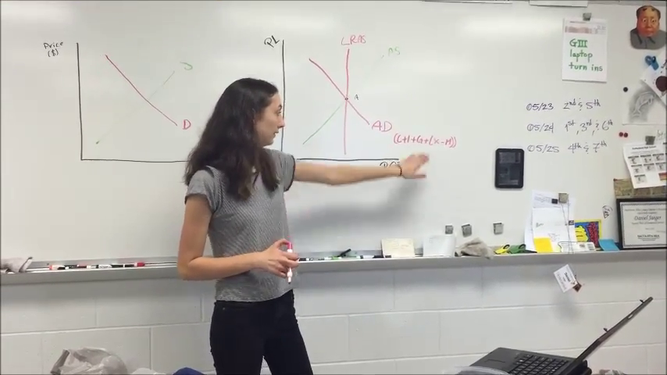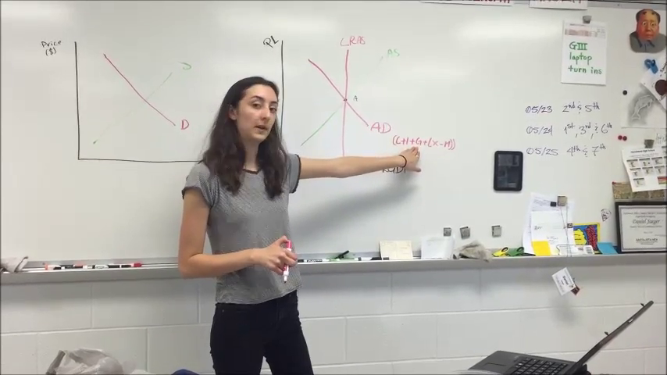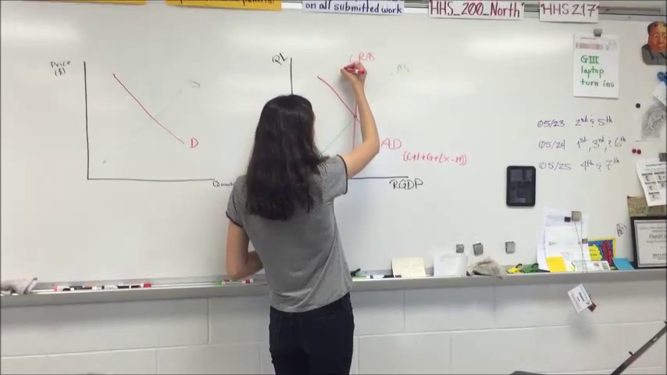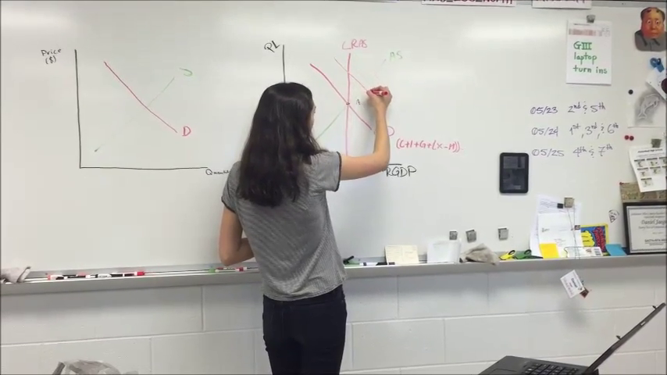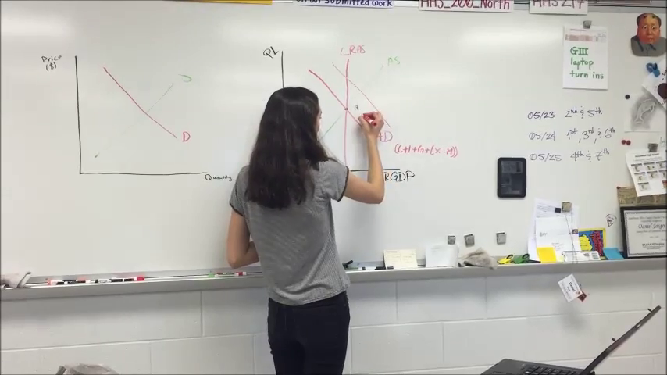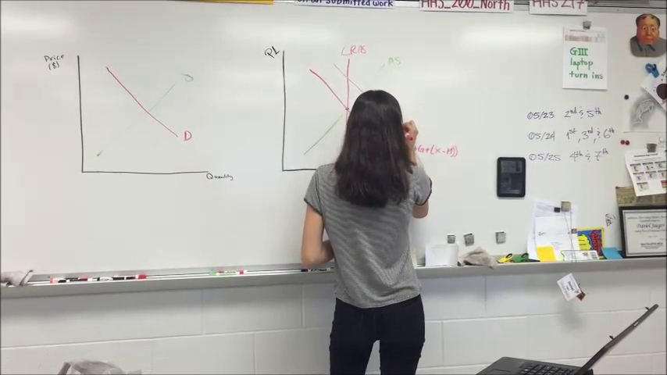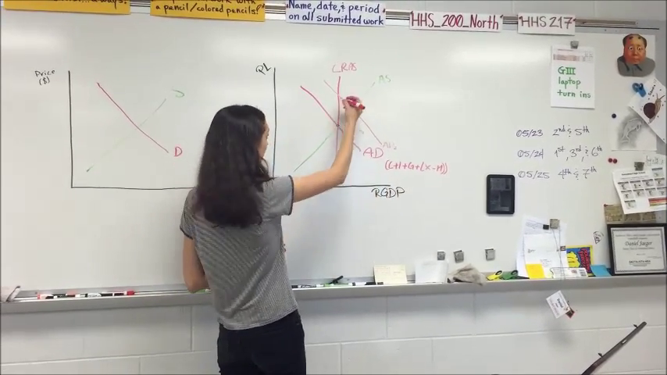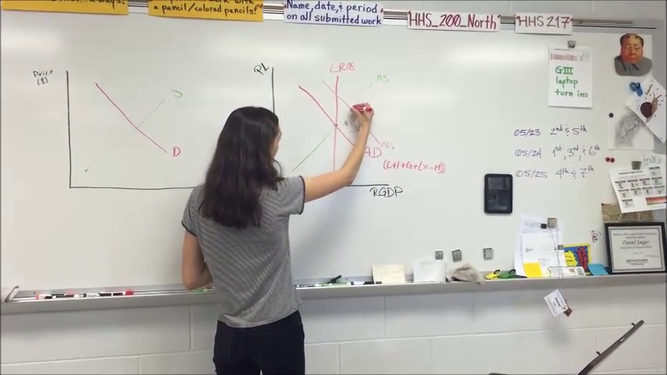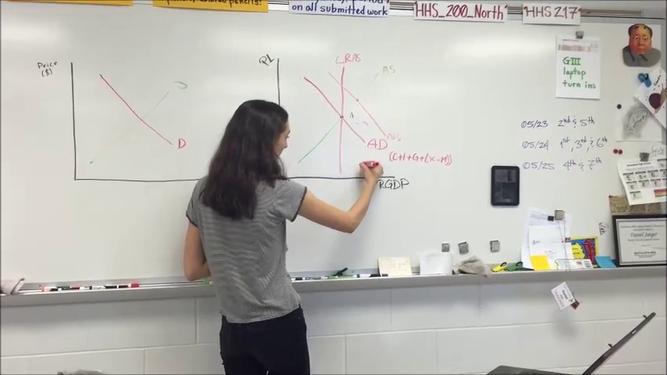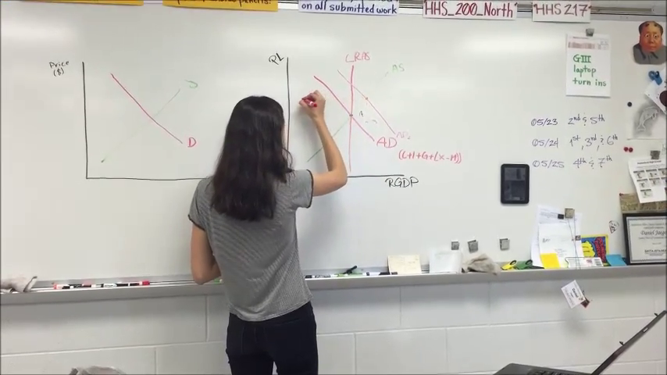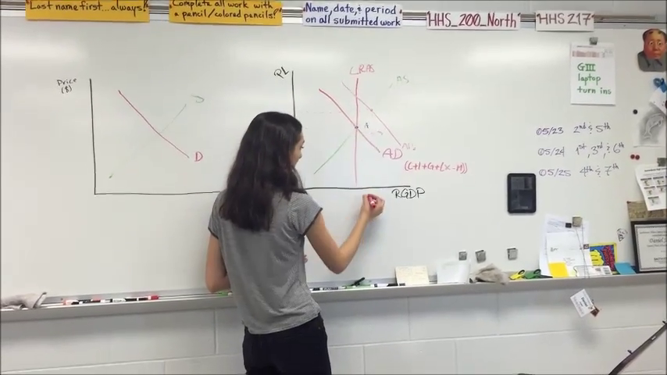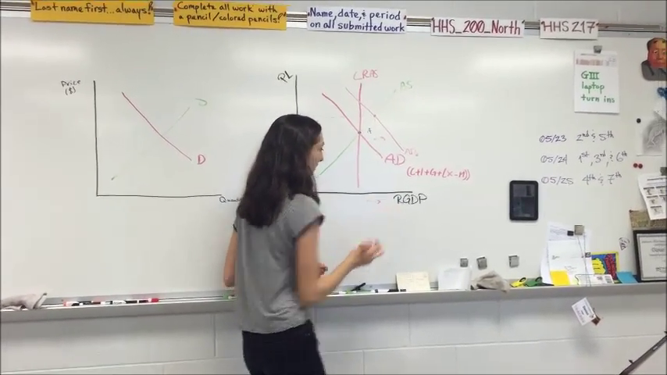Like, for example, if the government increases their spending, which would be an increase in G, that would increase the aggregate demand at every price level, which would shift the aggregate demand like this, pushing the equilibrium to here. And then if that happens, that will increase the price level, and that will also increase the real GDP demanded.